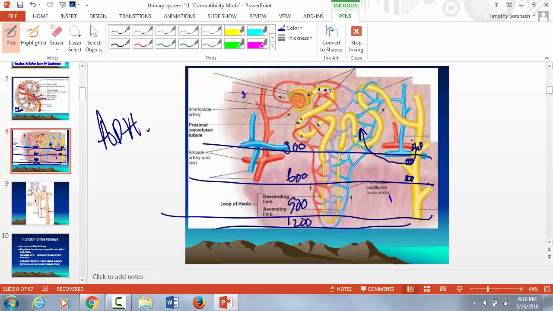That's why as you lose more and more blood, what's going to happen to your systolic blood pressure? It's going to go down. So what's going to happen to capillary fluid pressure?